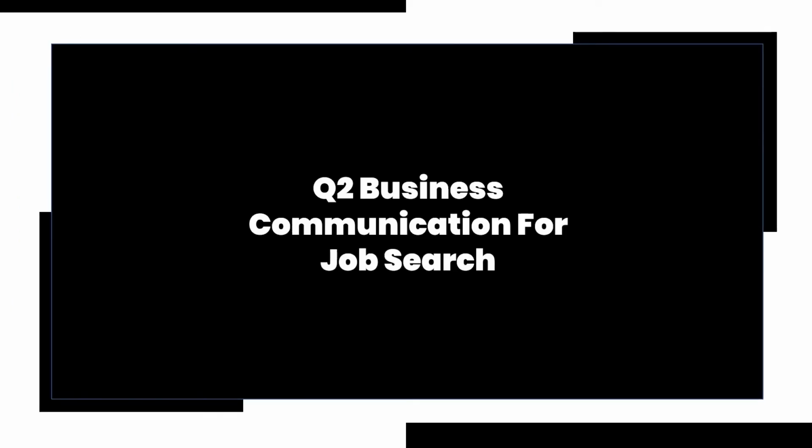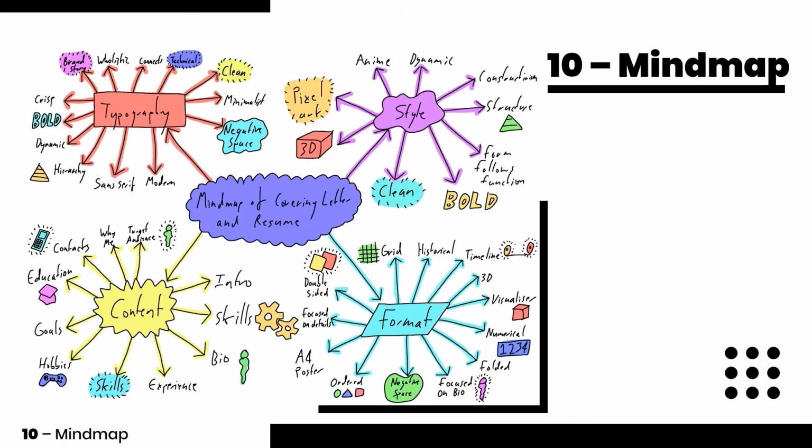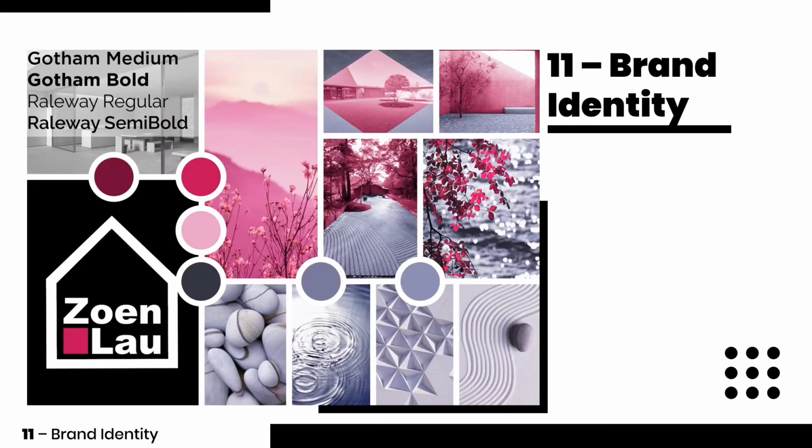Business communication for job search. In this question I started with identifying what a resume and cover letter should include for the design. I created a mind map which identifies the design to be minimalist and bold. It will also reflect my brand identity. My brand identity reflects Zen gardens and architecture. It uses colour of water and cherry trees to reflect the Eastern philosophy of peace and minimalism.